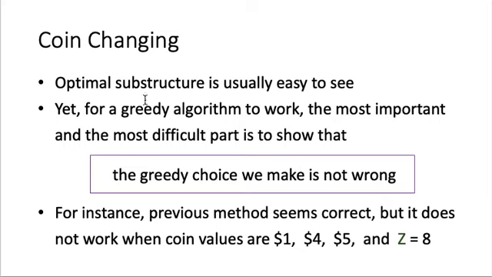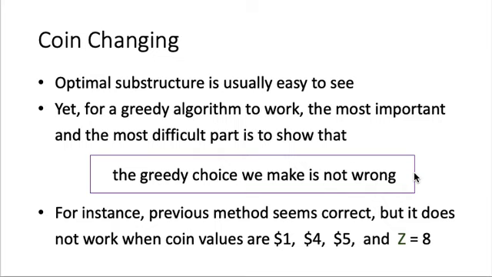Now usually for a greedy algorithm, the optimal substructure part is easy to see, as long as the problem looks like the same type as before. But in the design of a greedy algorithm, the most difficult part is actually showing why the greedy choice works. In particular, we need to show that the greedy choice that we make is not wrong.